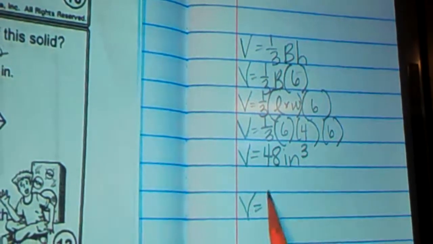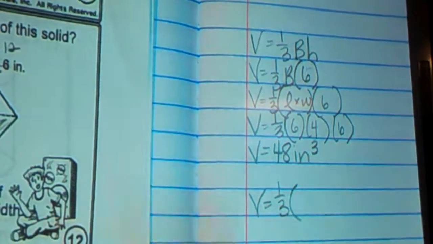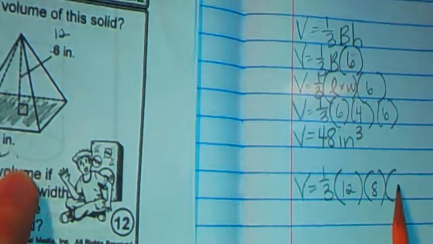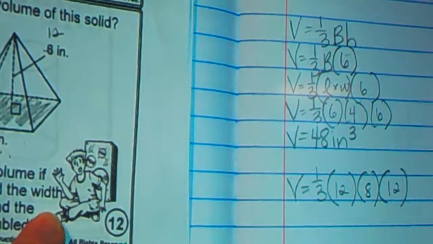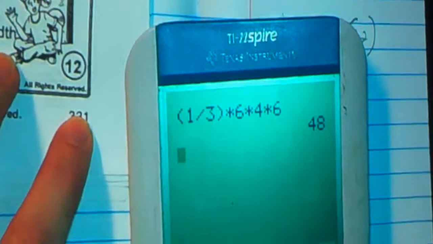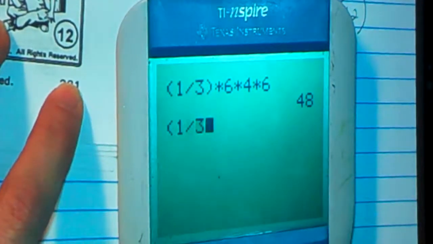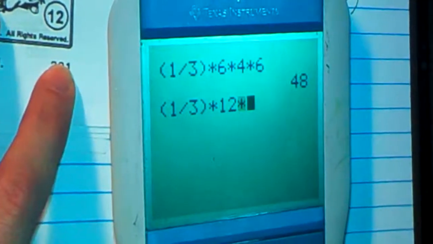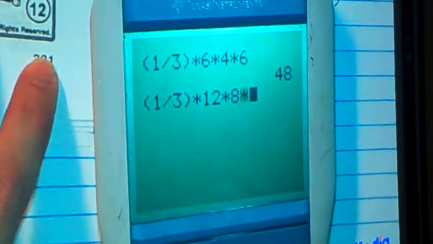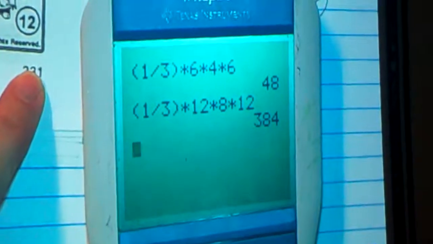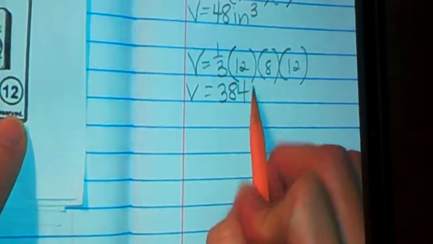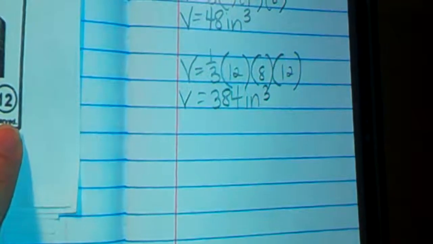So volume equals 1/3. And this time our 6 has become 12, our 4 has become 8, and our height of a 6 becomes 12. And I go back and plug that in again. And my new volume is going to be 384 inches cubed. And that concludes the 4th problem of Objective 8.